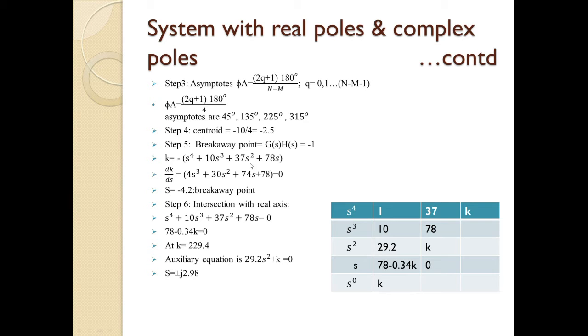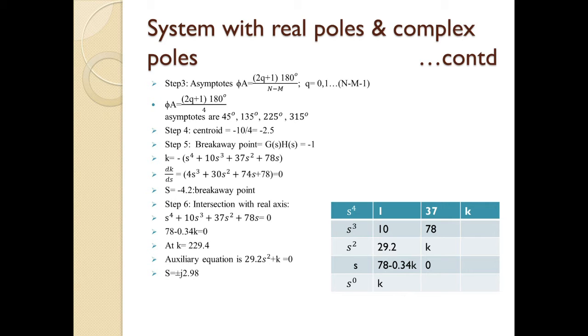So we know the characteristic equation G(s)H(s) plus 1 equal to 0, or we can write G(s)H(s) equal to minus 1. So putting the values of G(s) and H(s) and comparing it with minus 1, we are getting K equal to minus of s to the power 4 plus 10s cube plus 37s square plus 78s. And differentiating it with respect to s, we are getting dK/ds equal to 4s to the power 3 plus 30s square plus 74s plus 78, that is equal to 0.